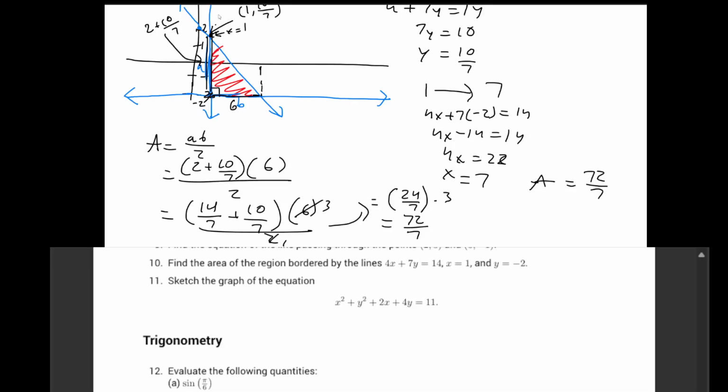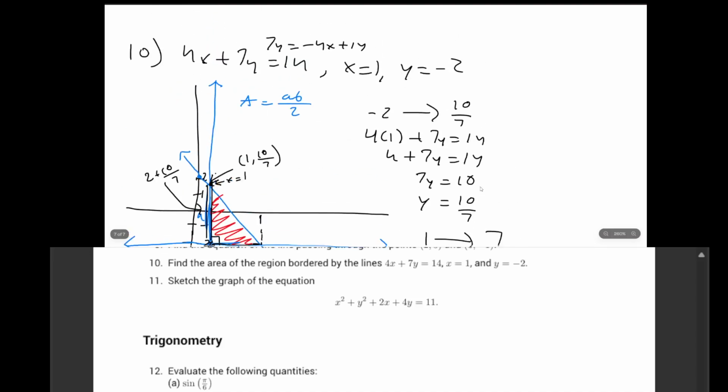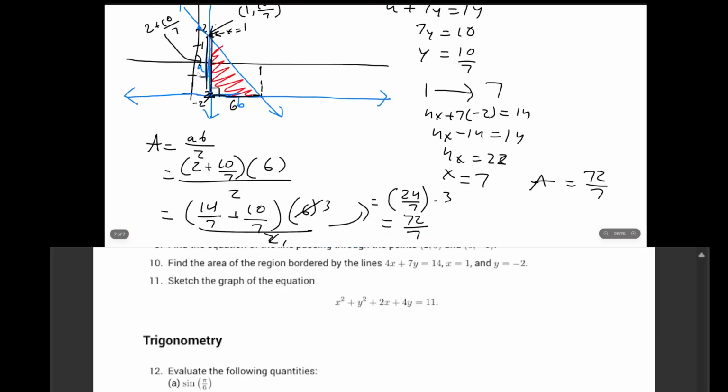Or no, what am I trying to say here? This is that x equals 1 line here. I want to know the corresponding y value here. This is that y equals negative 2 line. I want to know the corresponding x value here.